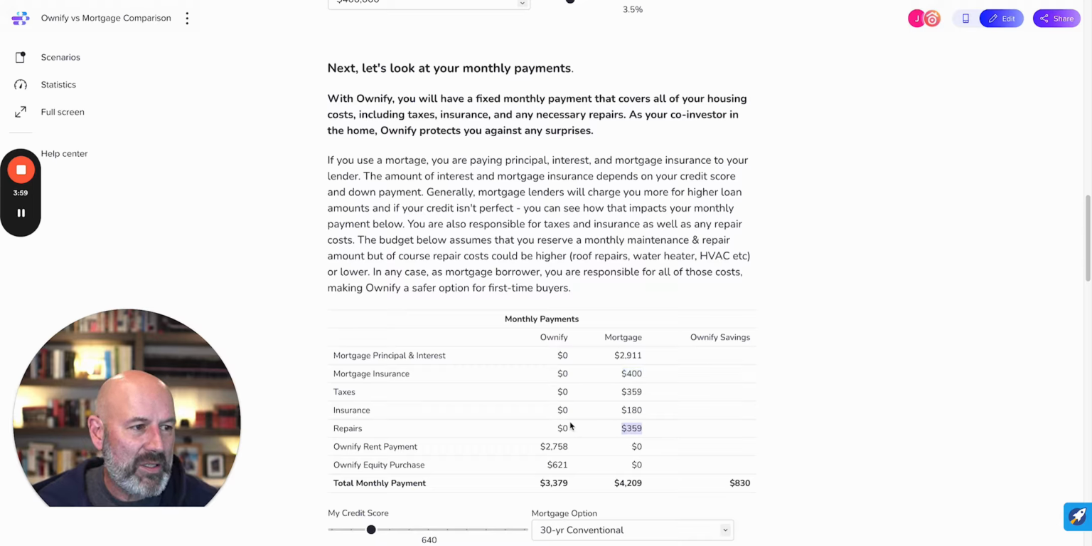The important piece here is to understand that Ownify covers all of these, so you're never on the hook for insurance or taxes or repairs. We cover that. And that creates, quite frankly, certainty around your payment.